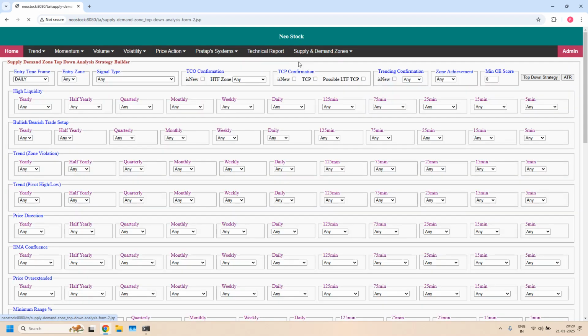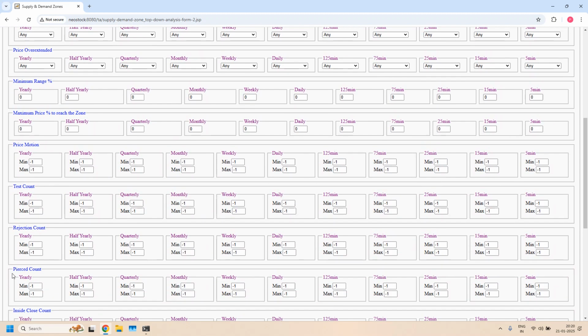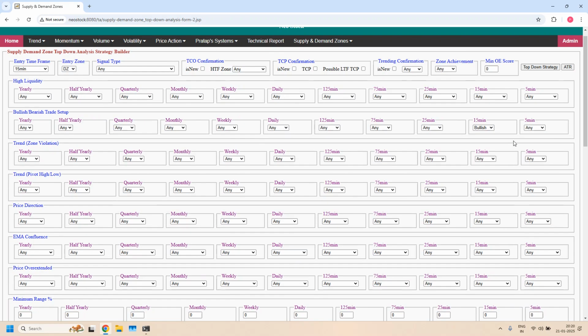Next, the bullish trade setup for daily income trade. Entry time frame 15 minutes. Entry zone is demand zone. In bullish or bearish trade setup at 15 minutes time frame, I am selecting bullish. The 15 minutes demand zone should not be pierced. So in the pierced count parameter at 15 minutes time frame, I am setting minimum value 0, maximum value 0.